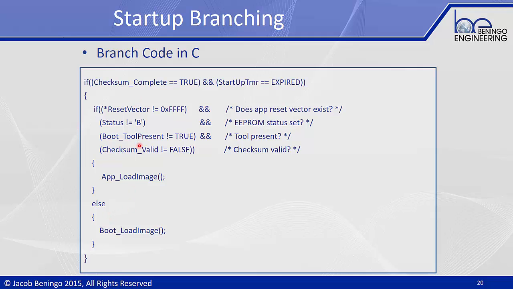If these all check out, we load the application image. If not, then we load the bootloader image. Turns out to be pretty straightforward at this point. We're now away from the assembly language code, and we have some very good embedded software code that we can reuse from one application to the next.